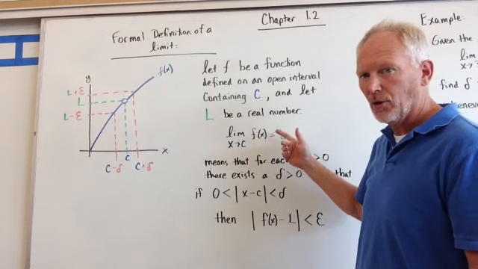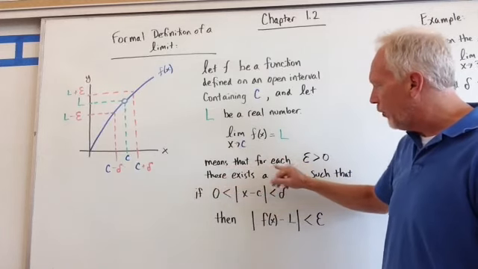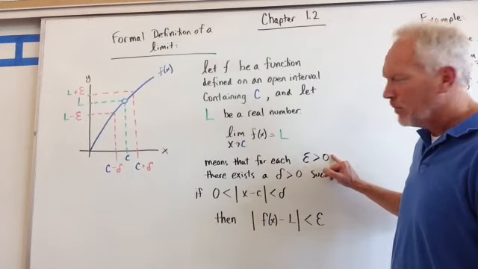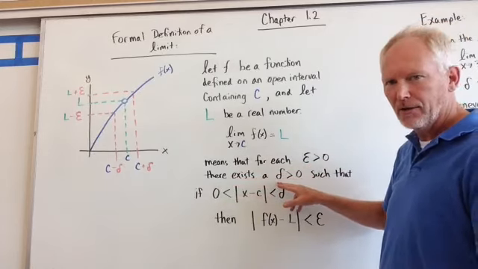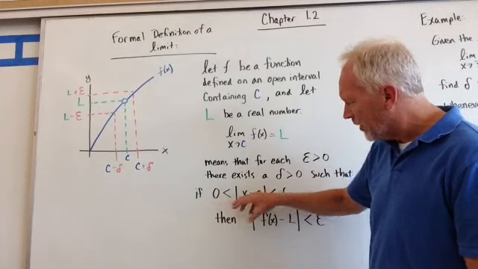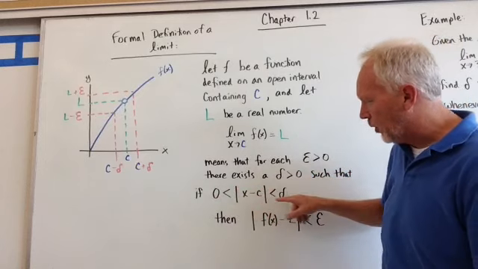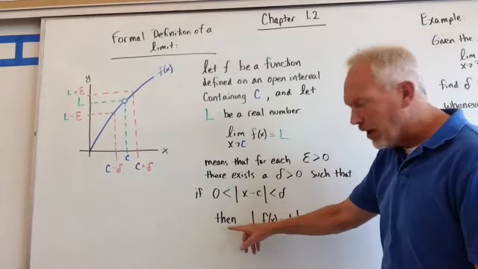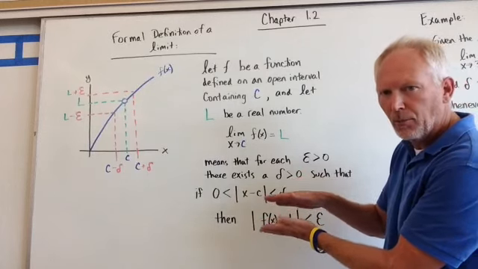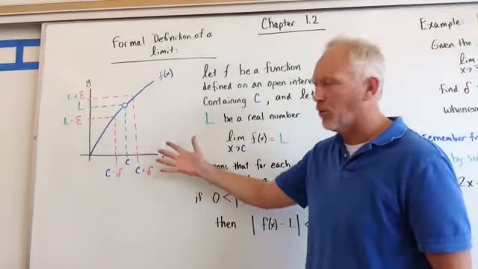of f of x will give us some L. If you need to review the previous video, you can. Which means that for each epsilon greater than 0, there exists a delta greater than 0, such that if the difference from x to c is greater than 0 but less than some delta, then that will produce a number within the function range that will tell us it is within that epsilon.